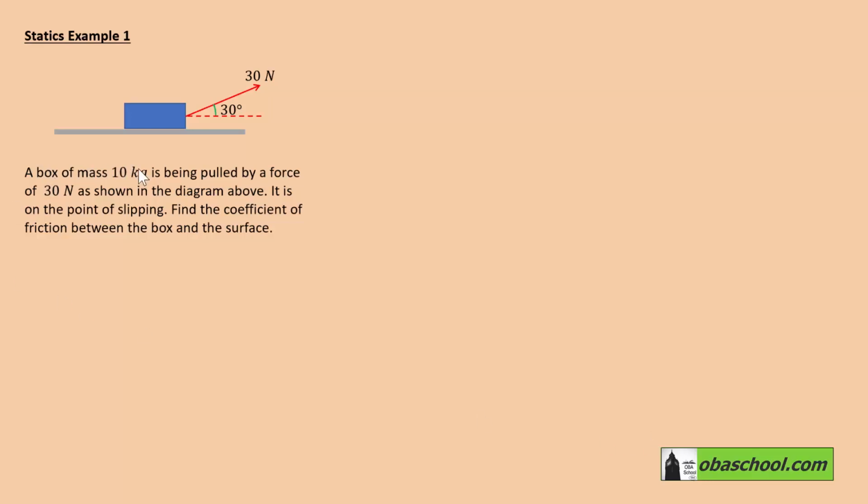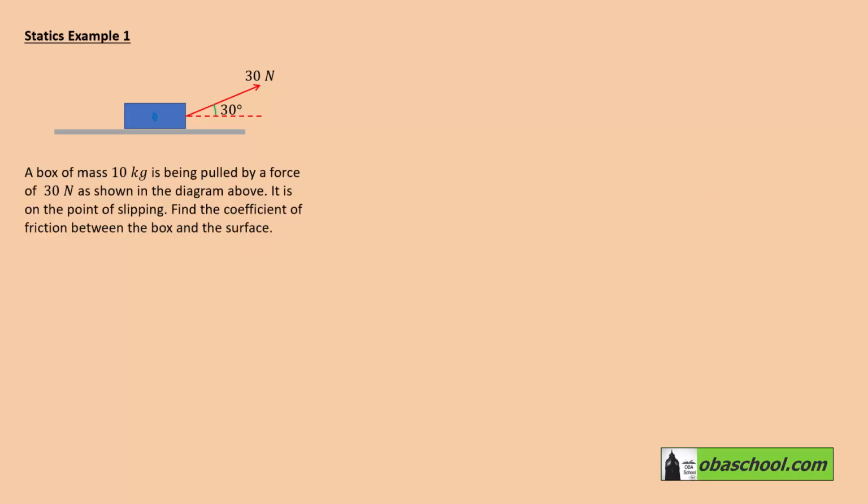A box of mass 10 kilograms is being pulled by a force of 30 newtons as shown on the diagram above. It is on the point of slipping, which means that we will have limiting friction. Find the coefficient of friction between the box and the surface.